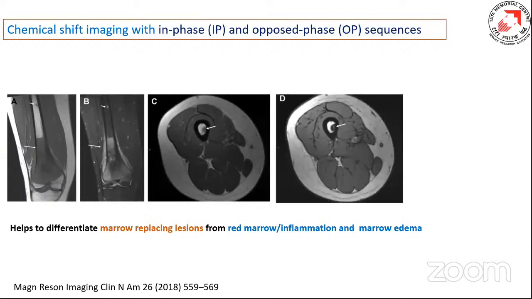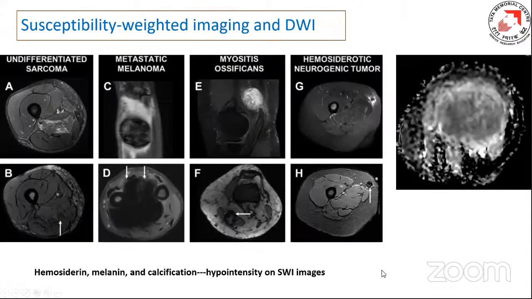Next slide. So you can see the same lesion which shows significant drop. So if you see that kind of drop in out-of-phase images, then it means that the lesion is a marrow replacing lesion, or it is going to be a skip metastasis in this case. Next slide, please. So we will encounter these marrow replacing lesions very frequently, and we have to say whether these linear densities or rounded lesions are skip lesions or just routine inflammatory changes.